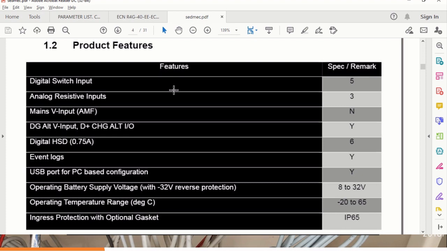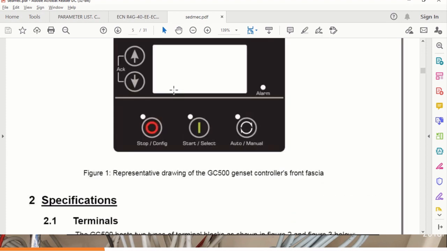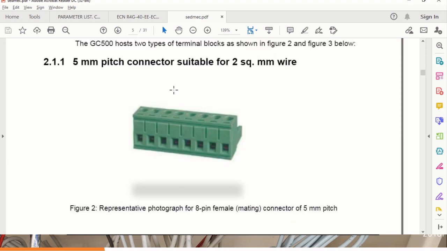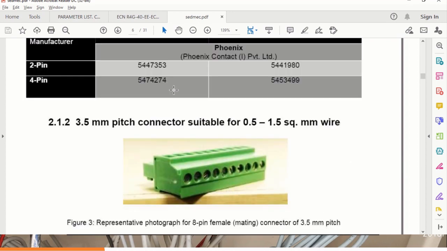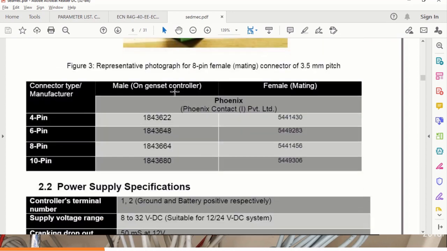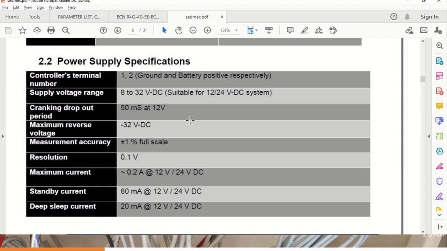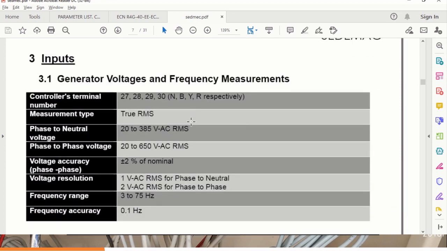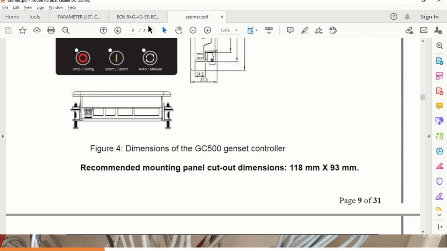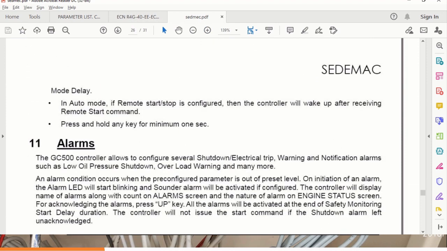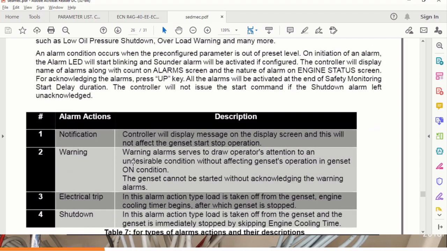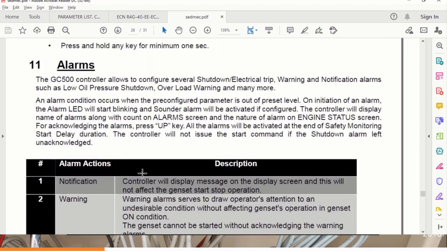Now we'll quickly go through the required page, and we can discuss in detail there. Let me take you to page number 26. So here these alarms are mentioned.